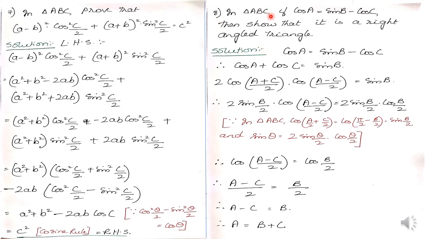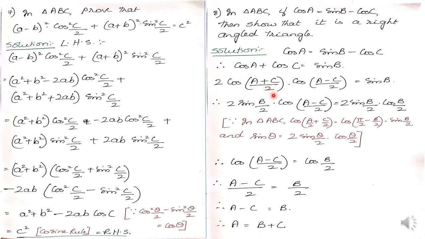In the next sum, that is the 8th question of the miscellaneous exercise. In triangle ABC, if cos A is equal to sin B minus cos C, then show that it is a right angled triangle. Now in the solution, they have given cos A is equal to sin B minus cos C. So cos A plus cos C is equal to sin B we get. Use the formula for cos C plus cos D here. So we get 2 cos (A plus C) by 2 and cos (A minus C) by 2 is equal to the RHS, that is sin B.